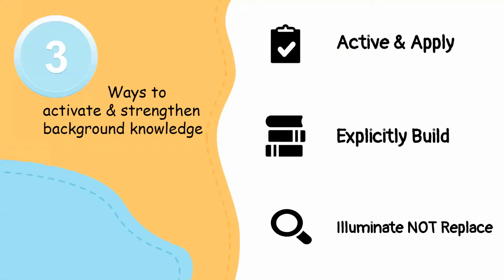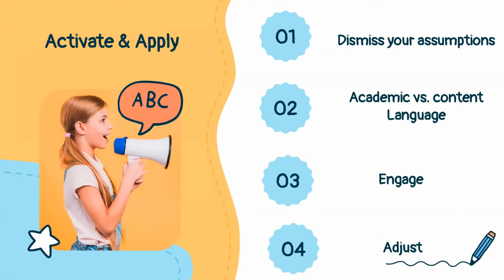There are 3 ways to activate and strengthen your background knowledge: activate and apply, explicitly build, and illuminate, not replace. When we activate and apply, there's 4 things you want to keep in mind. First, dismiss your assumptions. All of us come with different experiences and background and have experienced life in a different way. So dismiss what you already know about the topic and start with, what do my students know, or what might trick them when they're learning?